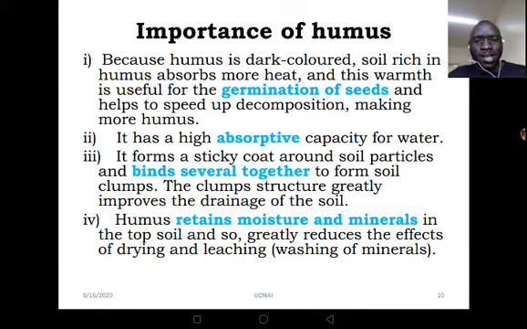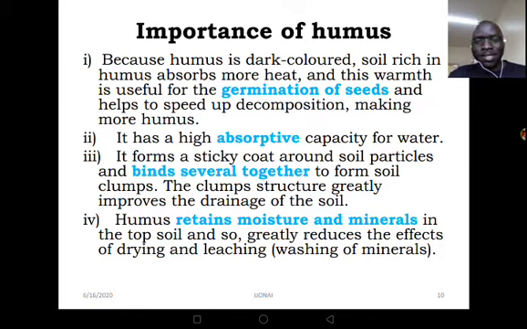It also has a very high absorptive capacity for water. That means it can absorb more water. What would it be if this humus could not absorb water? It means it would not be important for plant growth. But it can absorb water, and therefore plants can grow very well.